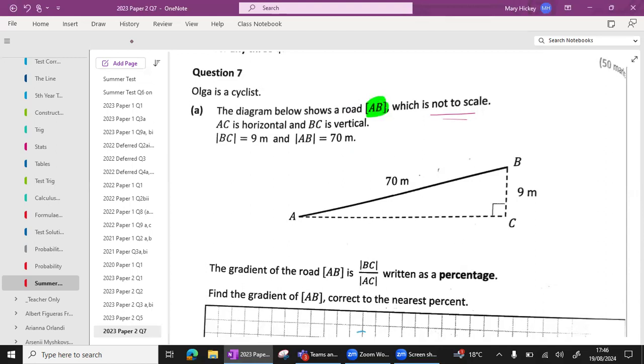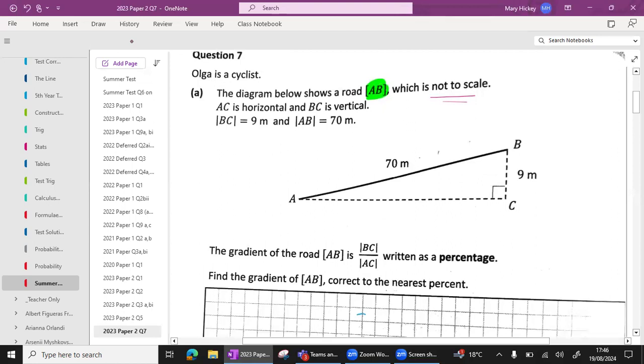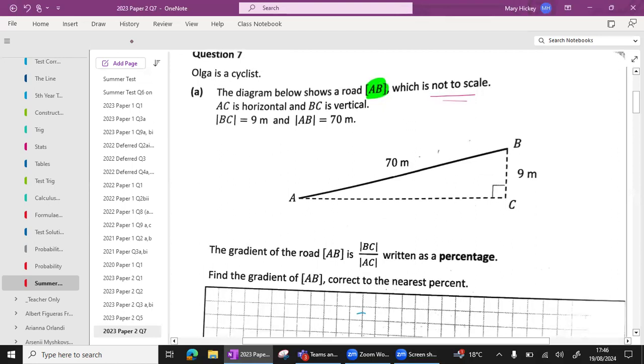We are looking for the gradient of the road AB, which is BC over AC. So in other words, it's rise over run. That's all that means, which we already knew. Written as a percentage. Now you can do a gradient as a fraction, a percentage, a decimal. Gradient is another word for slope. So we're looking for the slope of the line AB using rise over run.